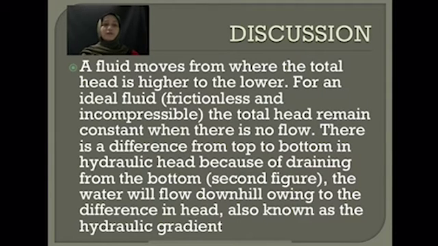A fluid moves from where the total head is higher to where it is lower. For an ideal fluid, the total head remains constant when there is no flow. There is a difference from top to bottom in hydraulic head because of draining from the bottom. The water will flow downhill owing to the difference in head, also known as the hydraulic gradient.